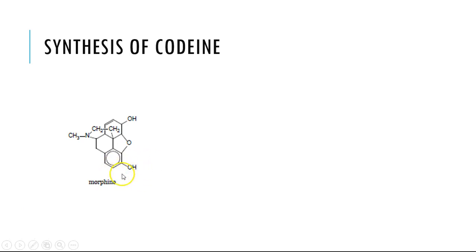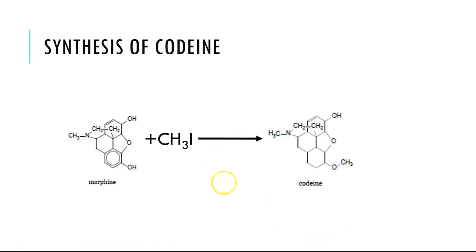And so we're targeting this hydroxyl group here. So we would react morphine with methyl iodide, and we would create codeine, which instead of the hydroxyl group, we now have an ether and hydrogen iodide as a byproduct.